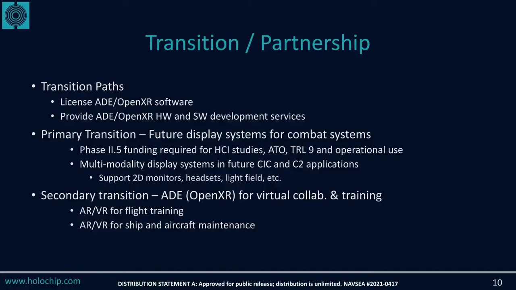Holochip is currently exploring two primary transition plans: licensing the ADE software and providing hardware and software development services based around the ADE. Either of these paths would support Holochip's primary and secondary transition plans. The primary transition plan is to integrate the ADE display solution into future combat systems. This development path will require Phase 2.5 funding for additional human-computer interaction studies, achieving authorization to operate for both shipboard and ashore applications, and reaching technology readiness level 9 for operational use.